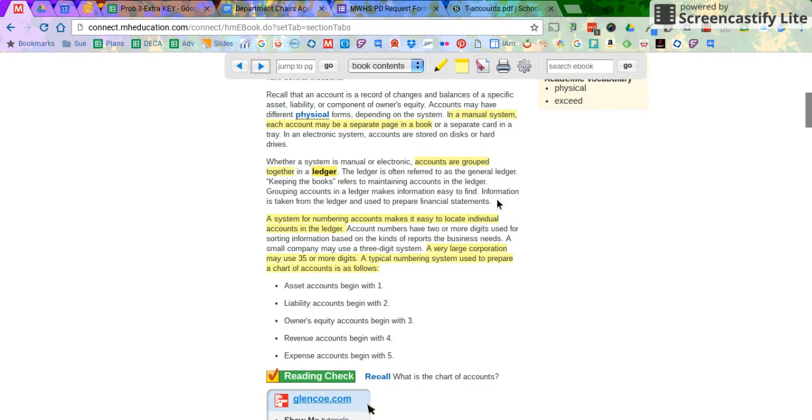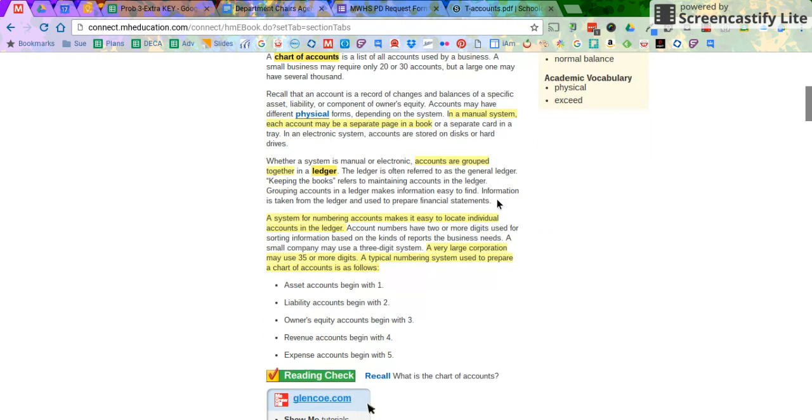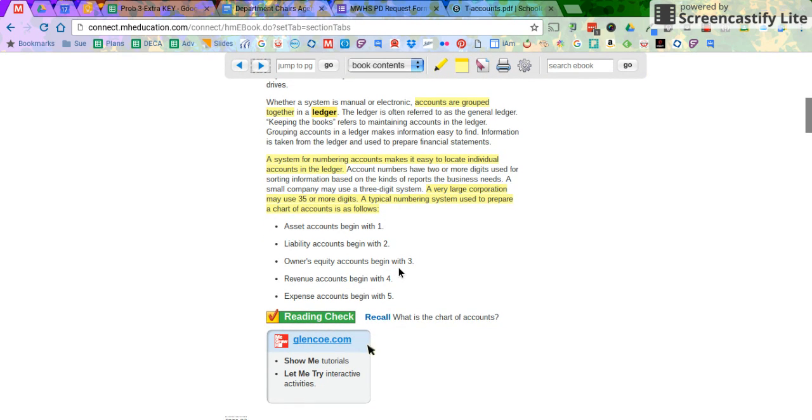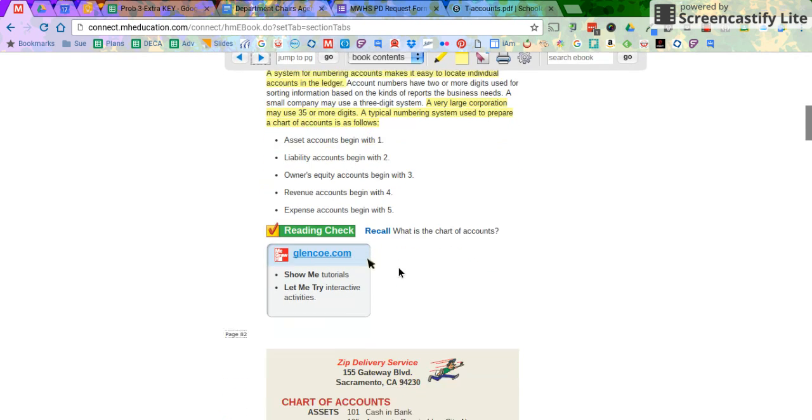Then we need to take these accounts and put them into a system and refer to them with a number. Small companies just have a few digits, and obviously in large companies, the account number could be something like 35 digits. In our book, throughout the chapters, they have the chart of accounts. The assets begin with 1, liabilities with 2, and they're hundreds or whatever. Owner's equity is 3, revenue 4, and expenses 5. Those are the 5 different types of accounts.